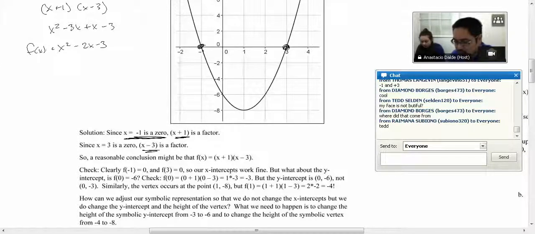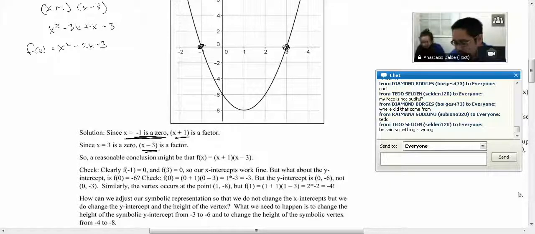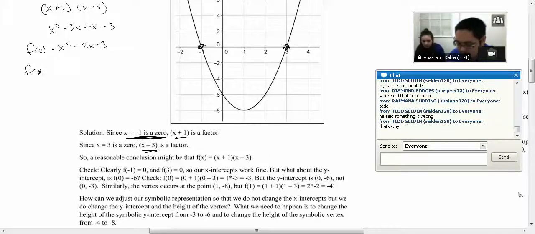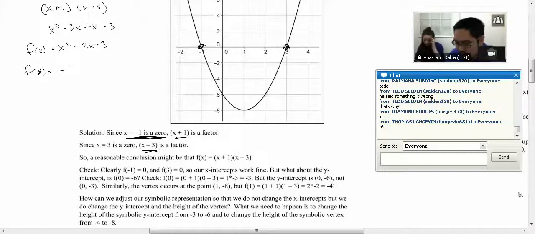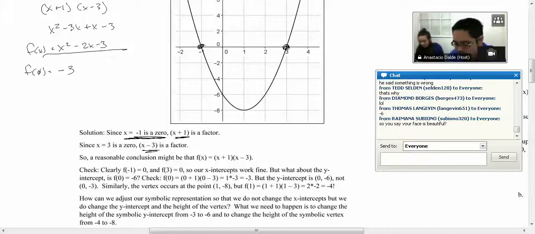Alright, I got a question. If I plug in x squared minus 2x minus 3, if I plug in f of 0, what do I get? I get negative 3, not negative 6. Plug in 0 in for x over here. What do you get? Negative 3. Right, and that's a problem. Why is that a problem? Because it's not negative 6. Right, because obviously the parabola is at negative 6. So what's going on?